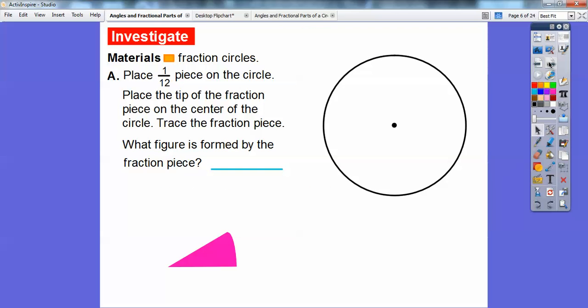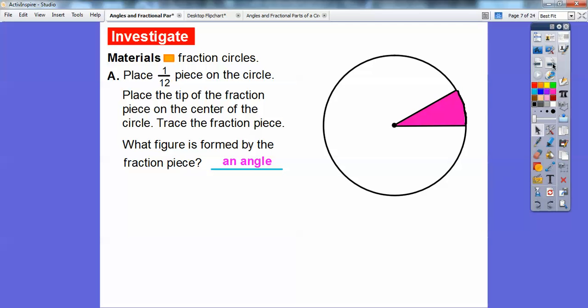Okay, so here you're going to need some fraction pieces for circles, you guys. So this is a 12th piece of a fraction. We're going to place this 12th tip of the fraction piece in the center of the circle and trace the fraction piece. So I'm going to put it right about there, and then I'm going to trace it. Now, I've already traced it on the next slide, so I'll just go ahead and click it over right there.